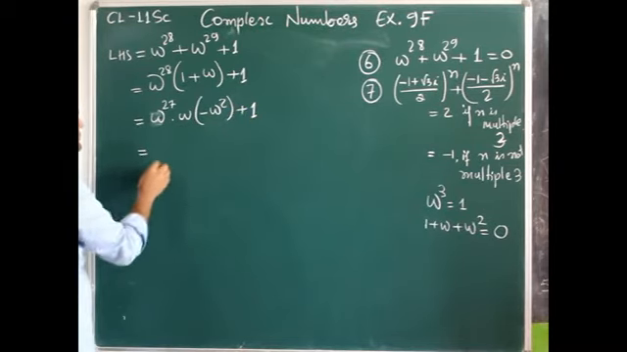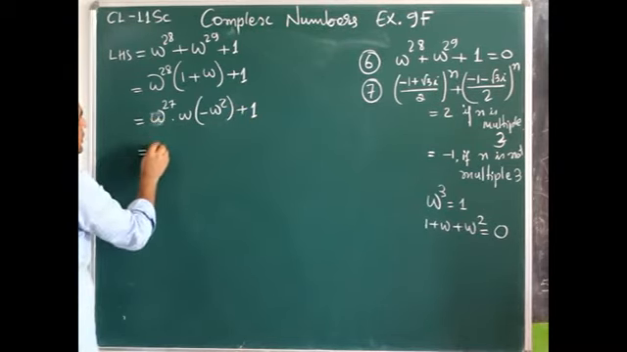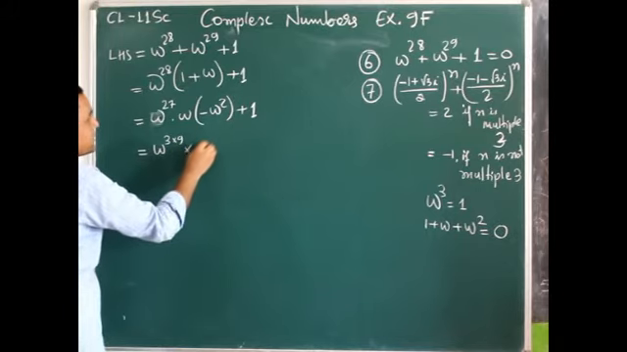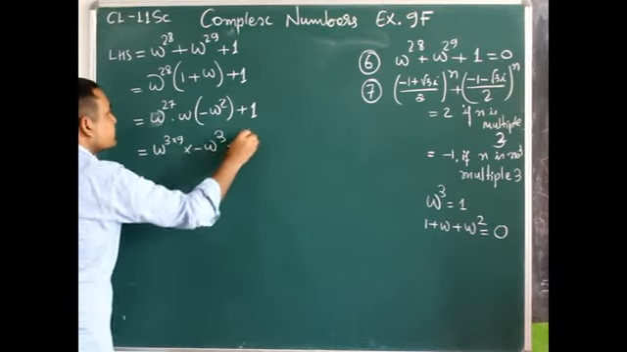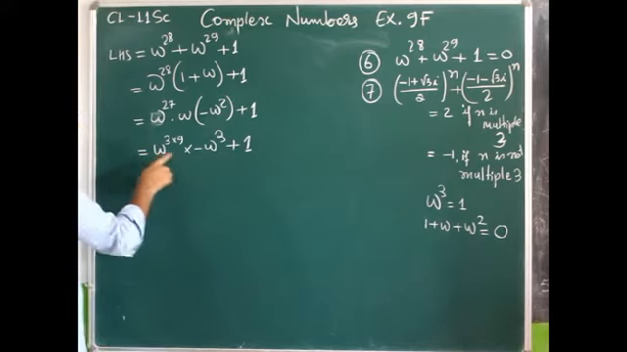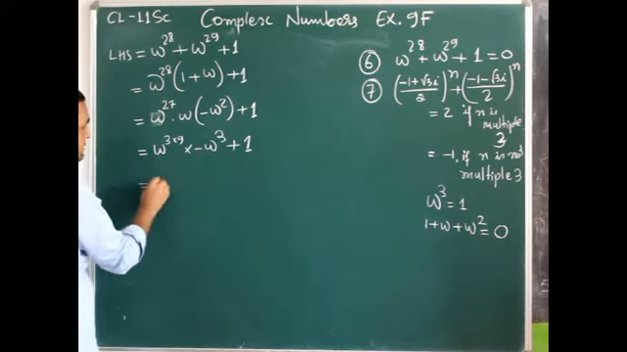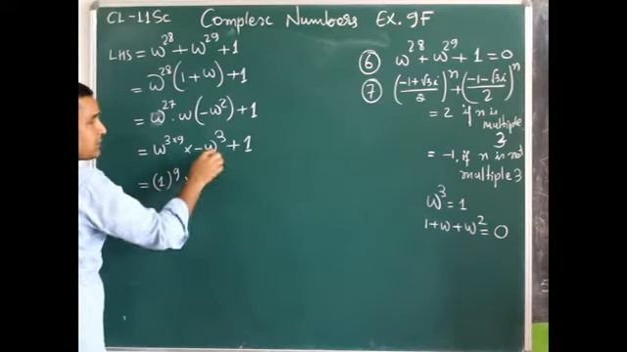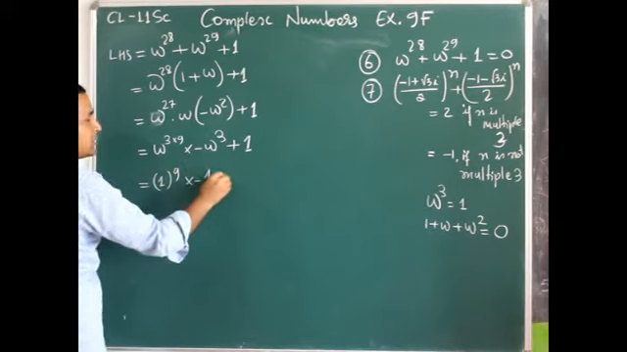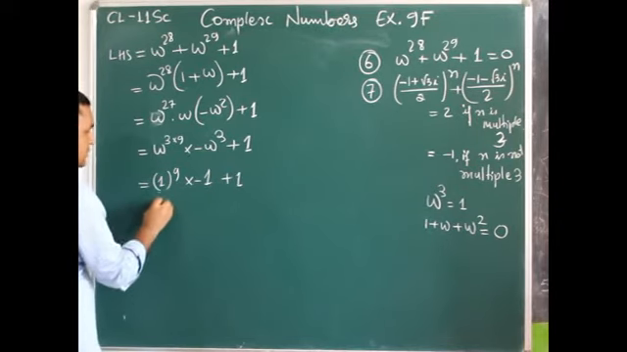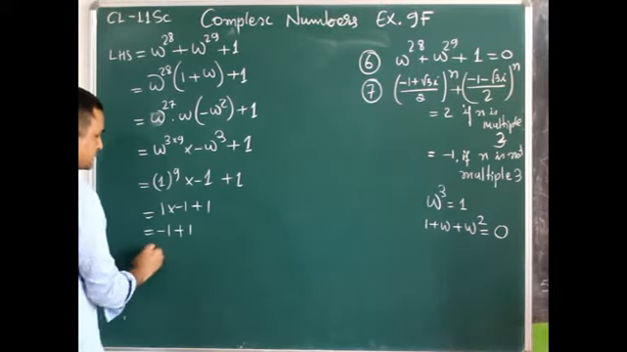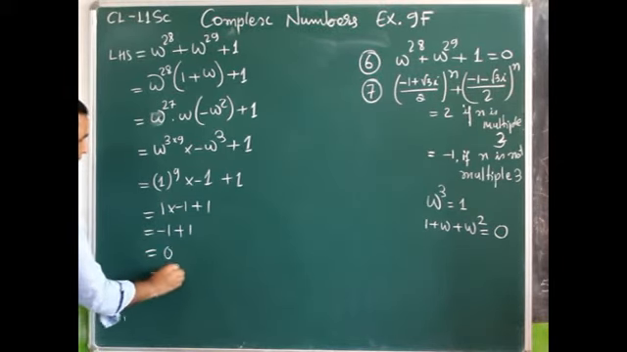Now this is omega cube to the power 9, into minus omega cube plus 1. What is the value of omega cube? The value of omega cube is 1. That means 1 to the power 9 times minus 1 plus 1, which is minus 1 plus 1 equals 0. We got the right hand side.